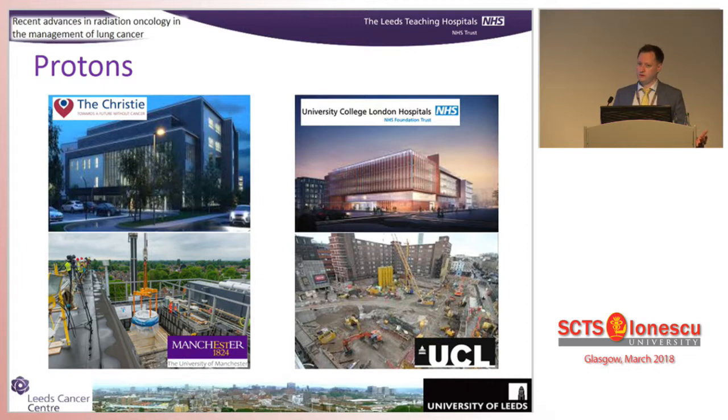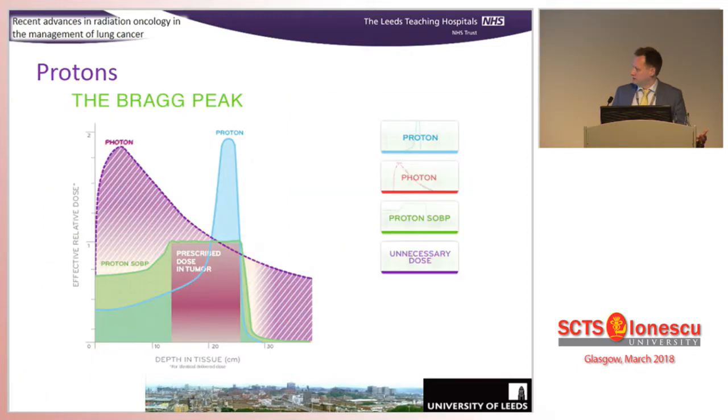So why are protons so expensive? Each centre costs about £150 million, but also why are they potentially advantageous? So this is my only slide about physics. What it's trying to show here is our standard beam is a photon beam. As that beam hits the patient, the maximum dose depends on the energy, but it's usually around 1.5 to 2 centimetres underneath the skin. So quite a long way away from where the tumour is.